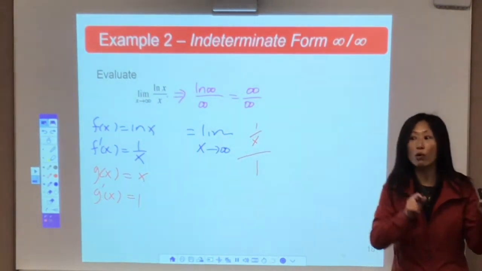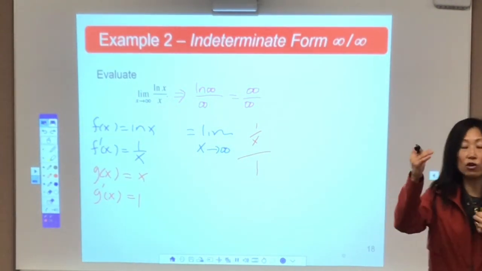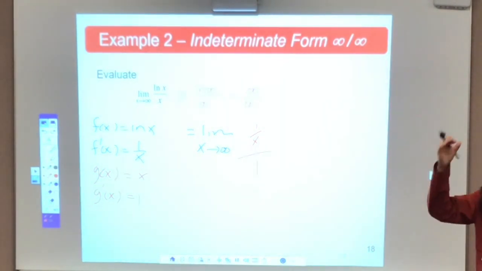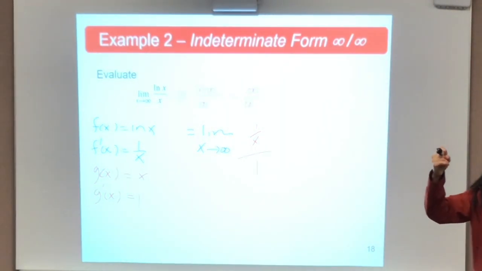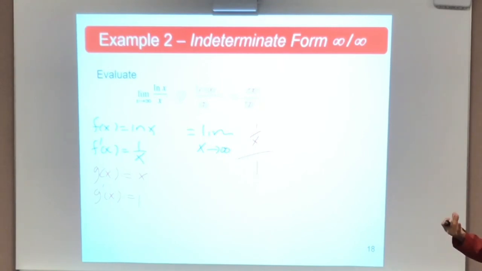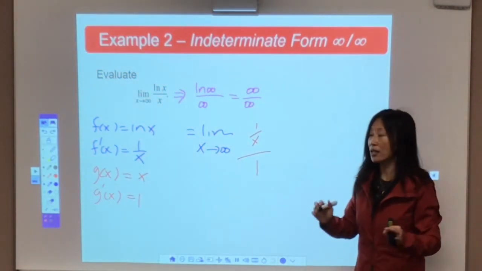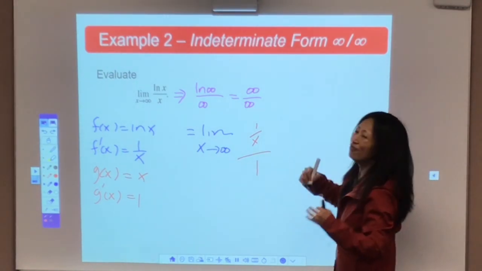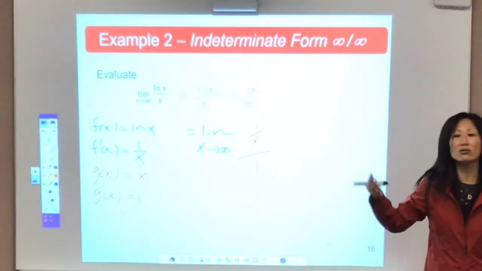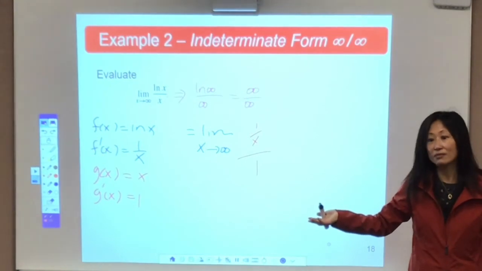L'Hopital's rule only works if it's 0 over 0, or infinity over infinity, or negative infinity over infinity, or positive infinity over negative infinity, something like that, okay? But if you have some number, no, you cannot do that. If there's some number, you know what to do. In that case, you don't have to worry about it anyway. You already found your limit.